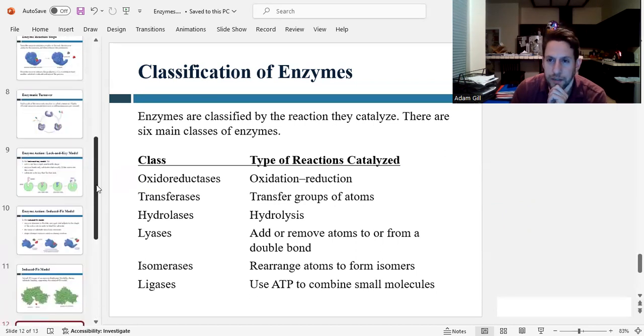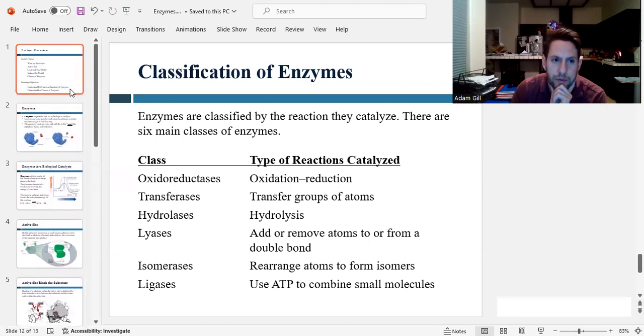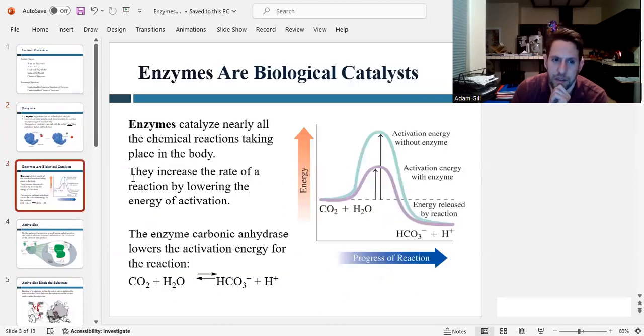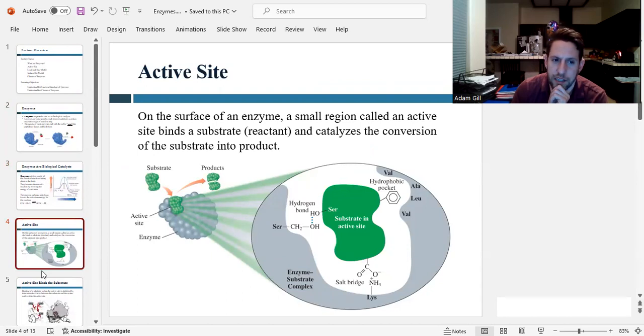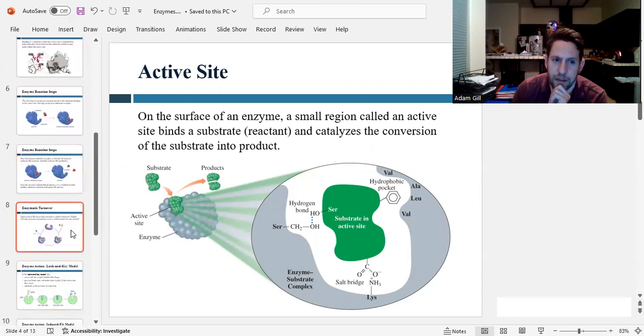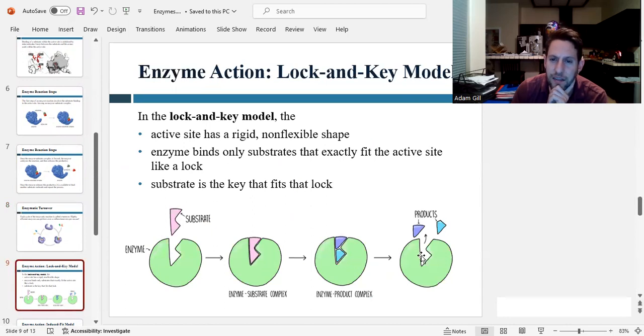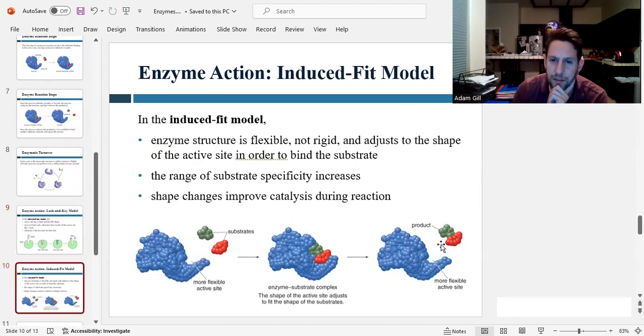And that's it for this video. To recap, we looked at the structure of an enzyme, talked about substrate versus product versus active site. We looked at the lowering of the energy of activation. We talked about binding within the active site. We talked about turnovers, the lock and key model, and the induced fit model.